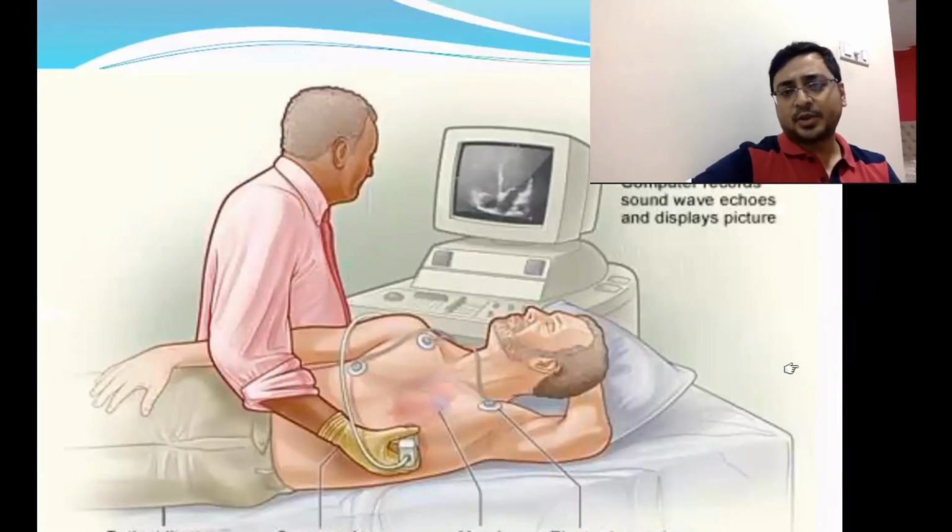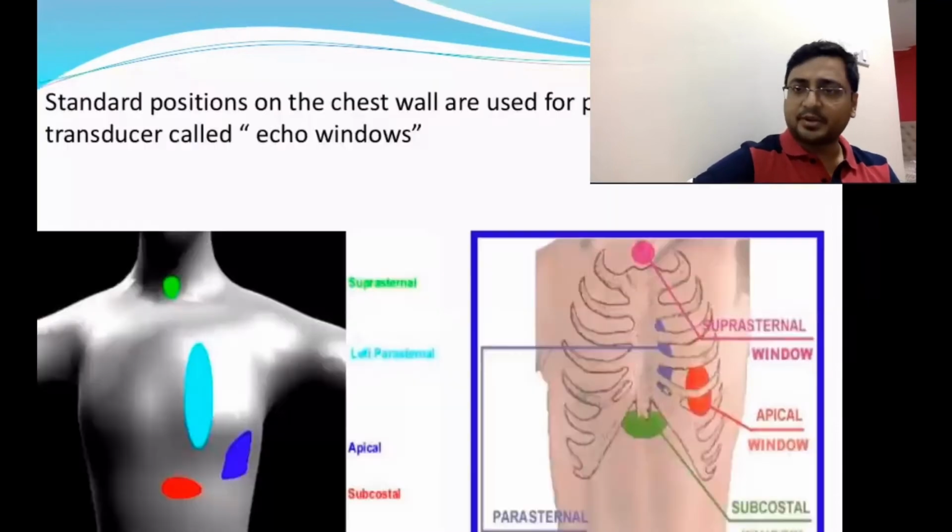So this is how the echocardiogram is done. The patient lies in the left lateral, sometimes supine, posture, and the right-handed operator usually sits beside and can place the probe in different positions in different windows, and we can see real-time images of cardiac activity. These are the standard positions on the chest wall used for examining the cardiovascular system during echocardiogram.